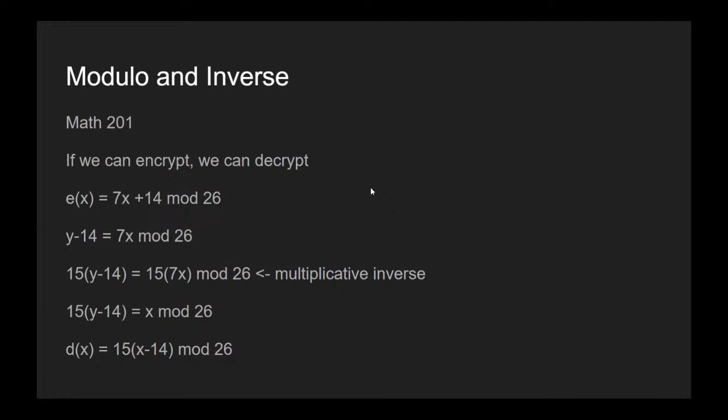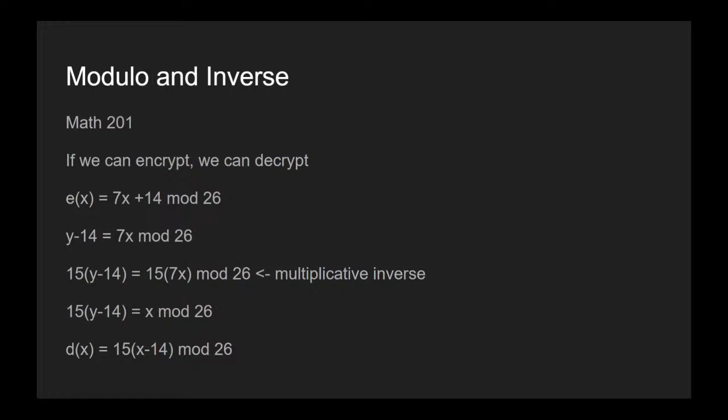Inverses are also a concept that you will be introduced to in Math 201. Basically, the point of inverses is if you can encrypt, you can decrypt. One of the first encryption equations you're going to see is E(x). I think it typically has a K subscript, but I couldn't figure out how to subscript in Google Slides. So 7x + 14 mod 26. The plus 14 is your shift.